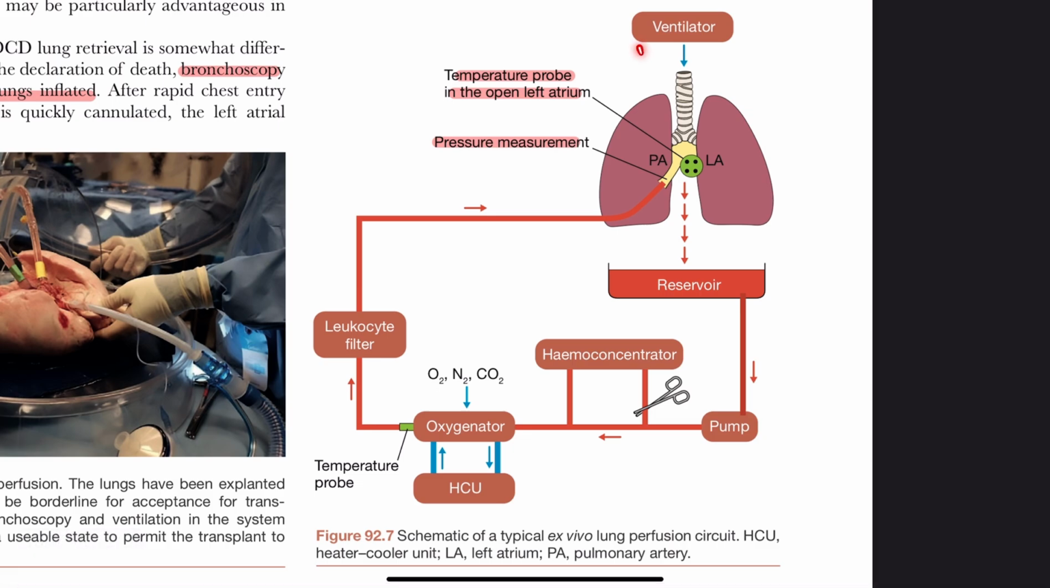In use there is a ventilator, leukocyte filter, hemoconcentration, reservoir, pump, everything. They will not ask the question on this. You can just see the temperature probe placed in the upper left atrium. Just remember that, left atrium. You put the temperature probe there.